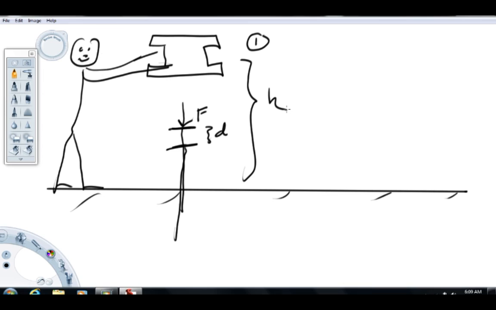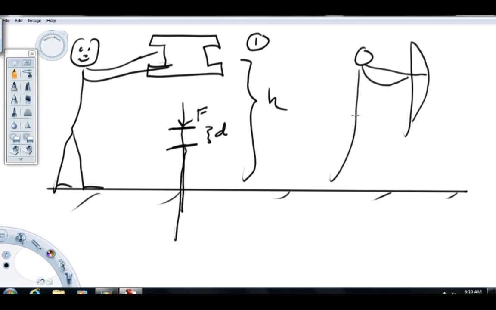Here's another example. A person maybe has a bow, and this person wants to fire an arrow here. So in order to fire the arrow, what they're going to have to do is draw back the bow. When they do so, they have to do work, because they have to apply a force to the string, and they have to pull, and the string moves.